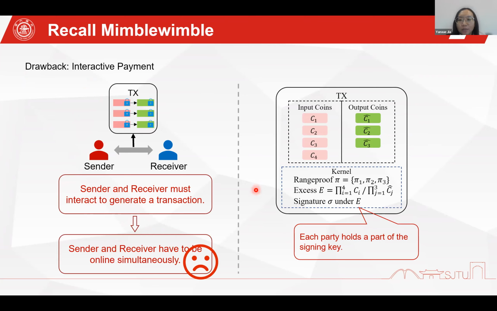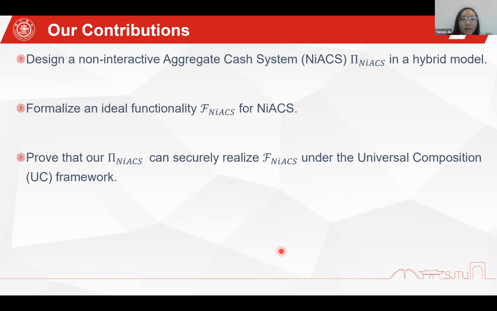This is because in Mimblewimble, in each transaction, there must be a signature under the excess. However, each party holds a part of the signing key. So our work aims to avoid the drawback of Mimblewimble. We design a non-interactive aggregate cache system, NIACS for short, and we formalize an ideal functionality for NIACS. Finally, we prove that our protocol can realize our ideal functionality in a hybrid model.